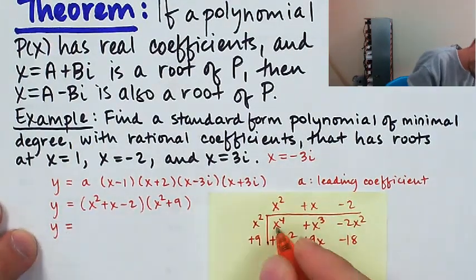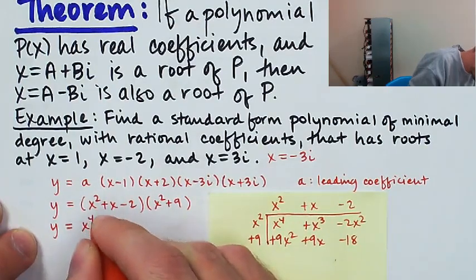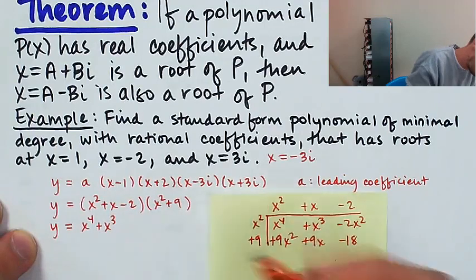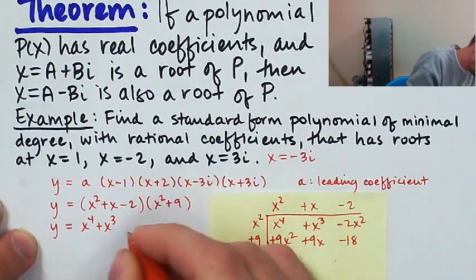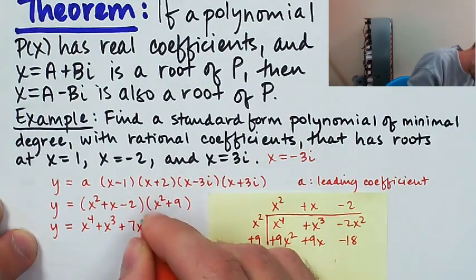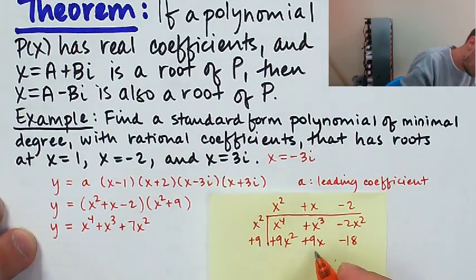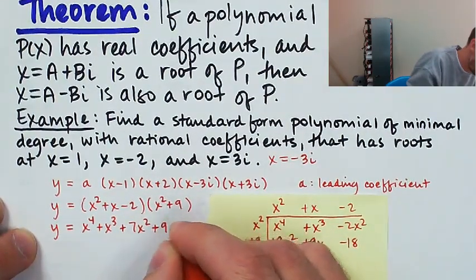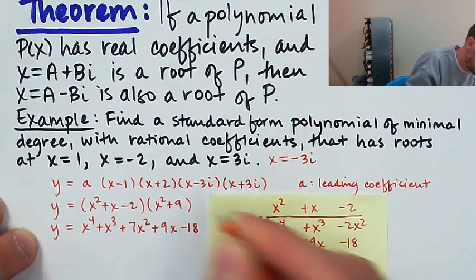I'm going to say y is equal to 1x to the 4. x to the thirds, I only have one of them. Okay, so plus x to the third. x squared, I've got positive 9 minus 2. x's, I've got 9x and then minus 18. So plus 9x minus 18.